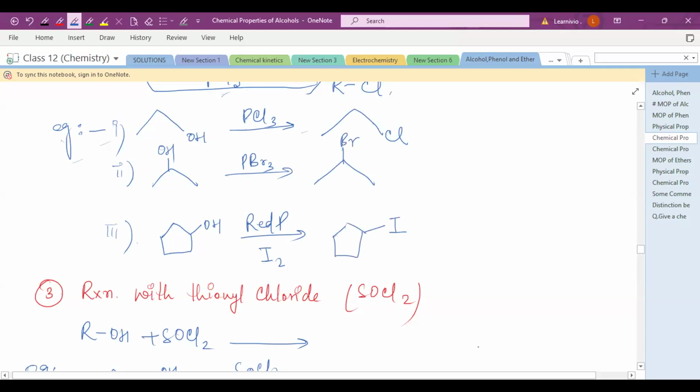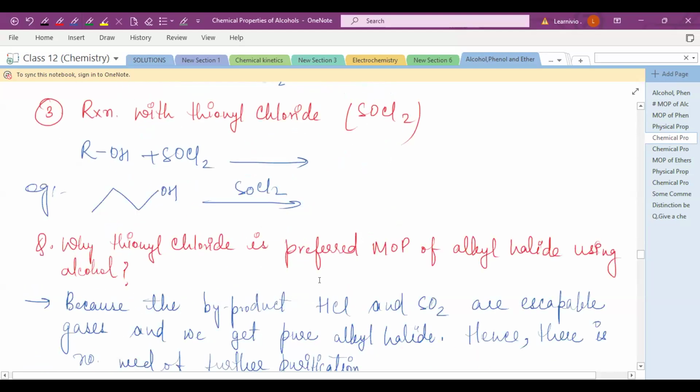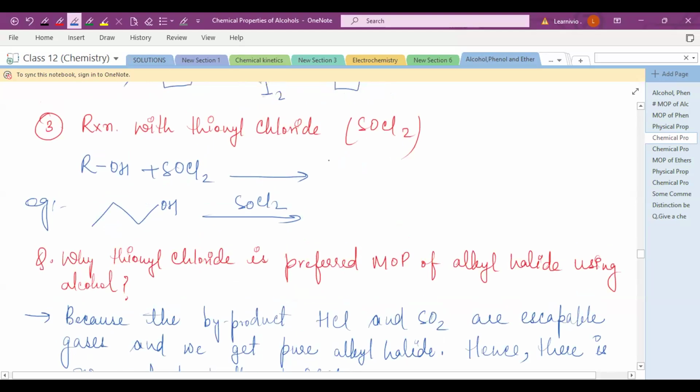Similarly, third reaction, we have already done the reaction with thionyl chloride, ROH with SOCl2. Again you will get RCl, plus in this case you will get SO2 plus HCl. Yes, very good. Both SO2 and HCl are in the gaseous form, so you will get this RCl in the purest form. So no need for further purification. That's why this method of preparation of haloalkane is preferred. Okay, why is it preferred?